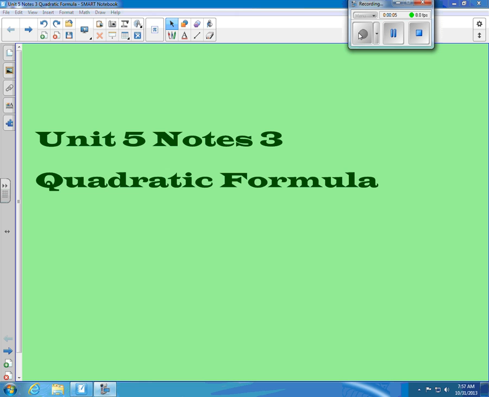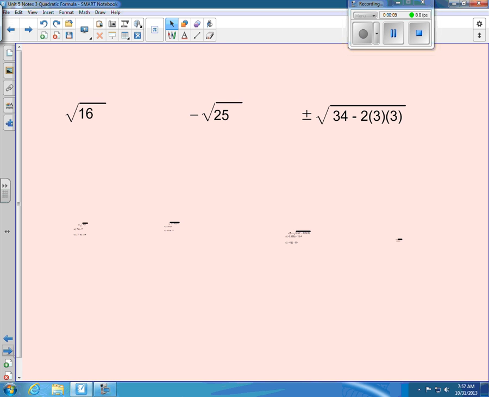We are going to be covering Unit 5, Notes 3 on quadratic formula. But before we can get into quadratic formula, we need to practice some of our square roots because square roots are going to be a really big piece in that quadratic formula. So we know right off the bat that the square root of 16 is 4. We start off easy. This next problem has that negative sign in front of the square root. That just means we're going to take the square root of 25, which is 5, and make it negative.